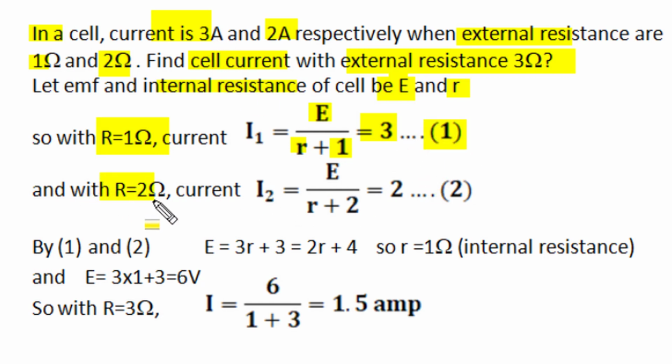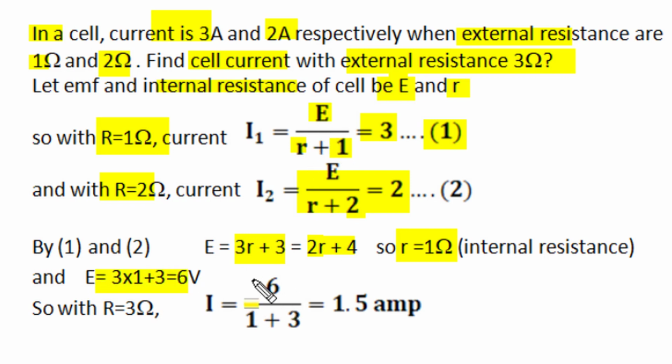Similarly, for load resistance 2 ohm, the current is EMF divided by internal resistance and load resistance, and it is given as 2 ampere. So this becomes our second equation. Now two linear equations in two variables can be solved. EMF from the first equation is 3 times internal resistance plus 3, and from the second equation it is 2 times internal resistance plus 4. When we simplify it, we get the internal resistance value 1 ohm, and when internal resistance 1 ohm is substituted, we get EMF as 3 plus 3, 6 volt.